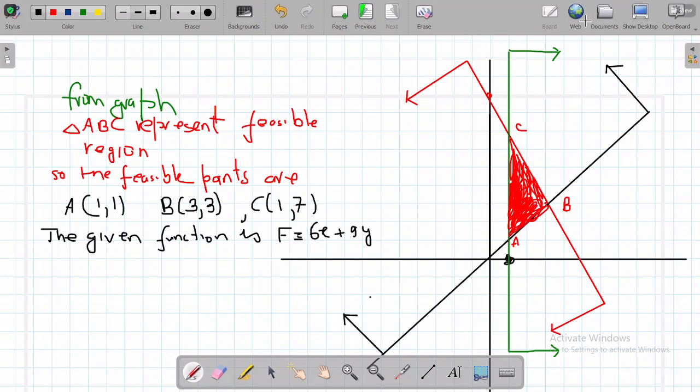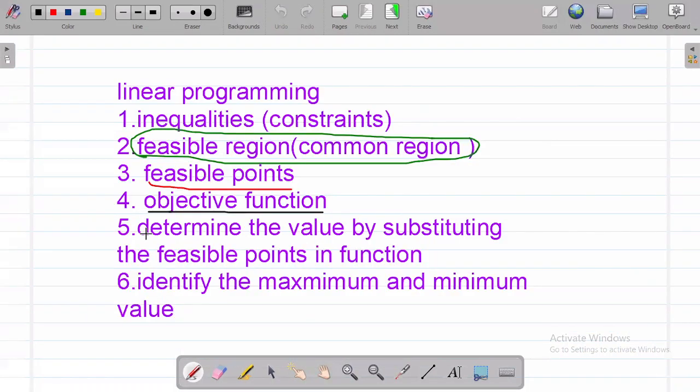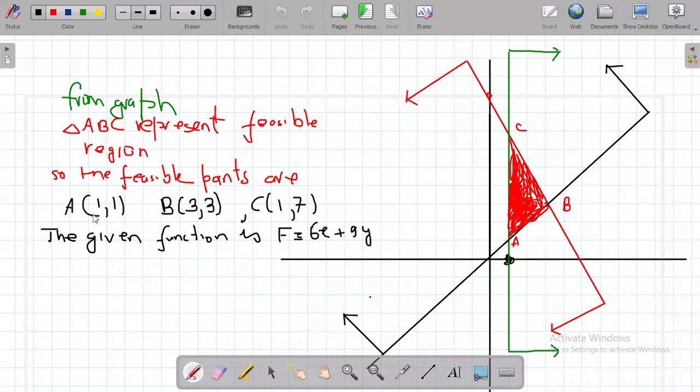After the objective function, now what do we have to do? We have to determine the value by substituting the feasible points in the given function. So now let's substitute the feasible points in the objective function. You can make a table, write points or vertices, then write the function given in the question, function equals 6x plus 9y. Then you can write the remarks.